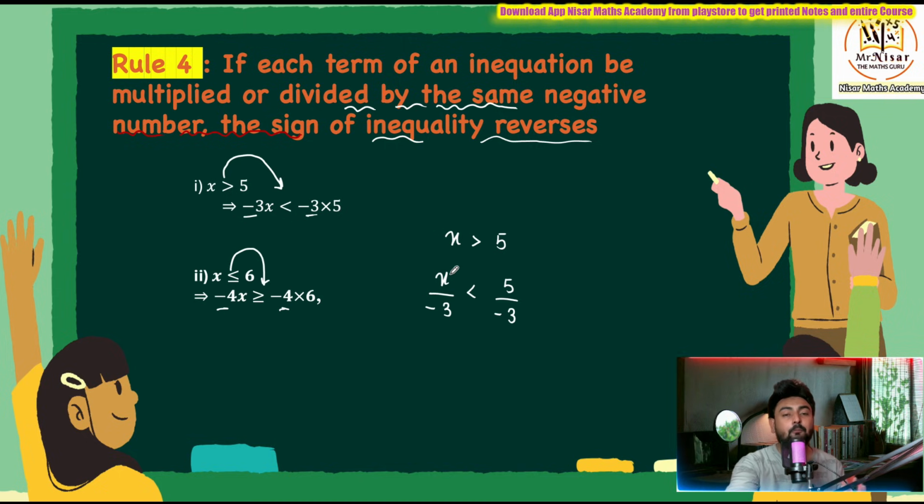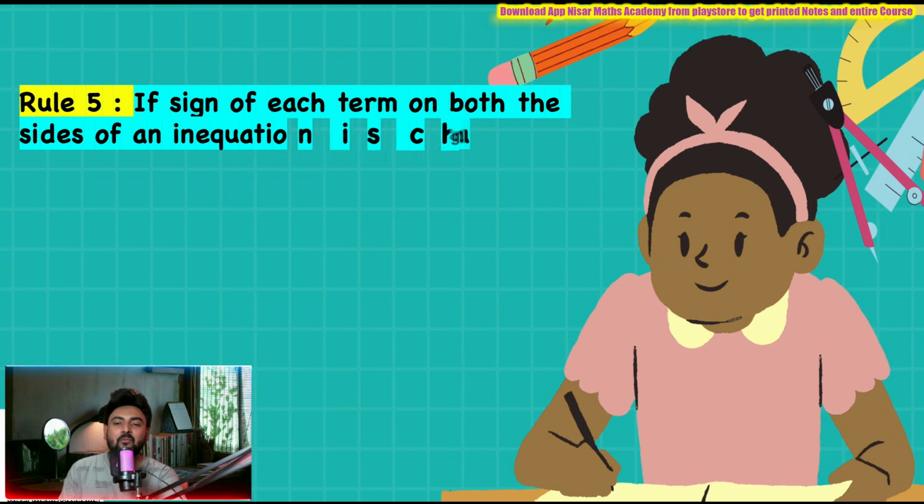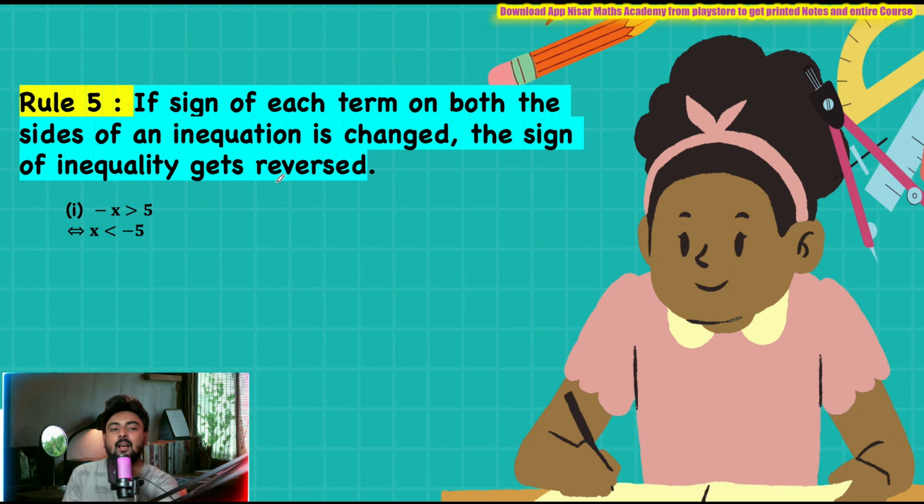Okay, so this is something very important. In the first 3 rules, the inequality remains as it is. In the 4th rule, the inequality reverses. Let's move ahead, children. So let's see rule number 5. You can see on the screen, rule number 5 is: if the sign of each term on both sides of an inequation is changed, the sign of inequality gets reversed. So children, have you noticed here again the concept is that the sign of inequality is going to reverse. I want you to focus on this part. This is one more rule where the sign of inequality is going to reverse, if the sign of each term on both sides of an inequation is changed.